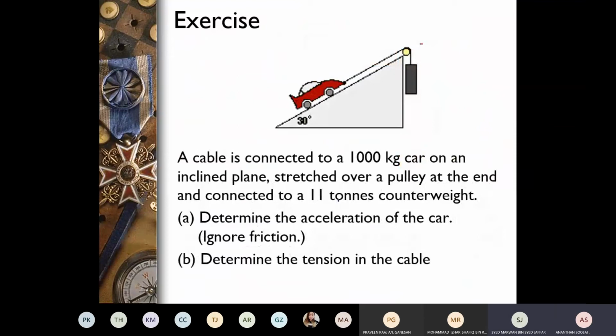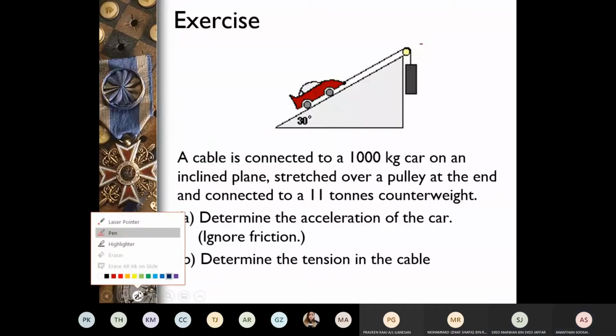Okay, this one. So how do you do this? This is the inclined surface. Can you write three formulas on this system? Question is still the same. Find the acceleration of the car and the tension of the cable. So anyone got the answer, how do you do this?